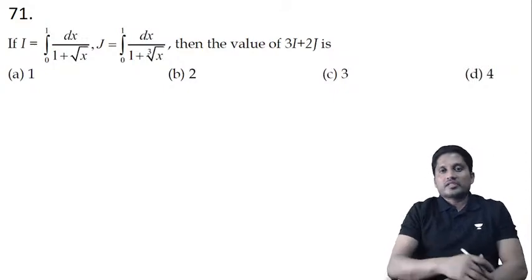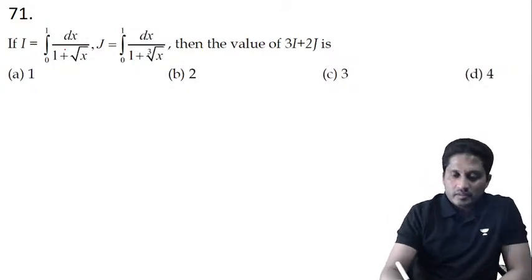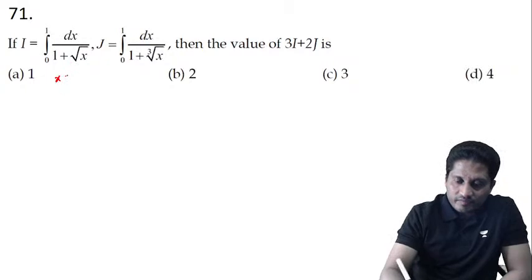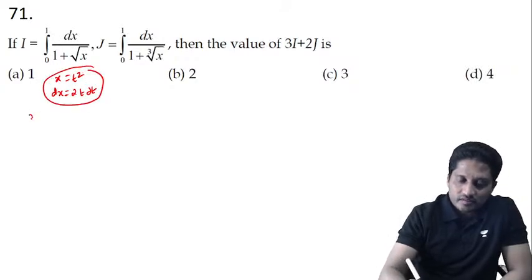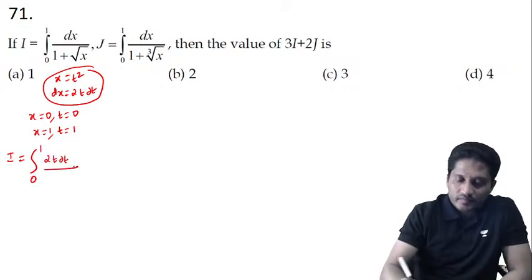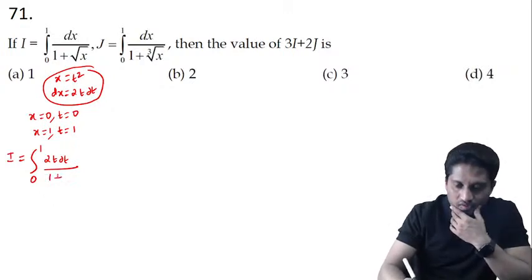I should find out what is 3I plus 2J. I'll put x is equal to t square for I, under the root as t square. So you get dx is equal to 2t dt. Alright, even the limits will change. When x is 0, t is 0. When x is equal to 1, t is equal to 1. Okay, I is equal to the integration of 0 to 1, dx is equal to 2t dt, and x is equal to t square.